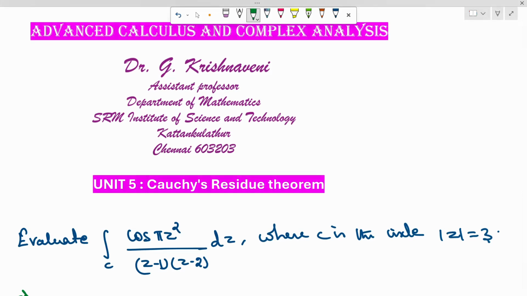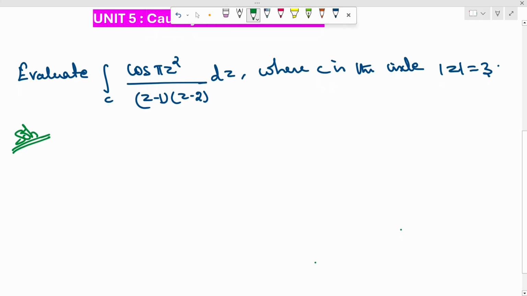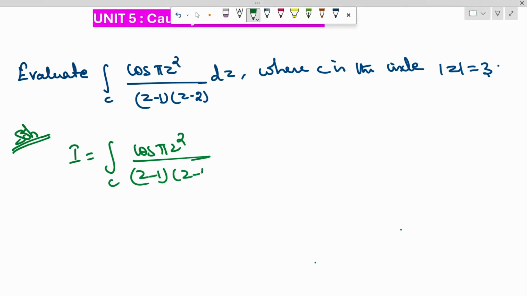In this video, we are going to discuss a few problems on Cauchy's residue theorem. First problem: evaluate the integral over C of cos(πz²) divided by (z − 1)(z − 2) dz, where C is the circle |z| = 3. The given problem is cos(πz²) divided by (z − 1)(z − 2) dz.